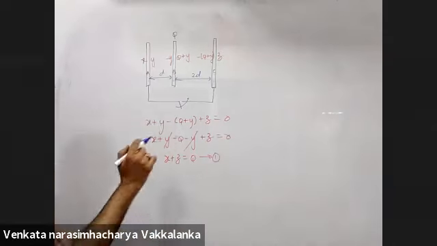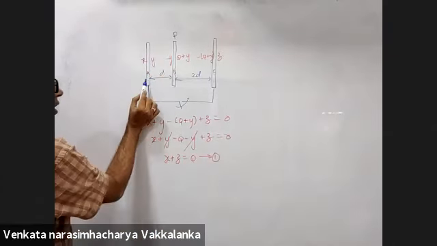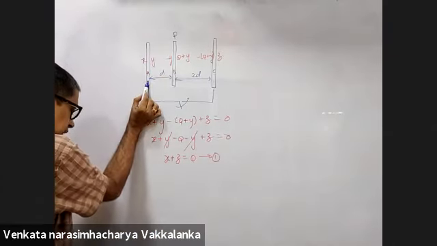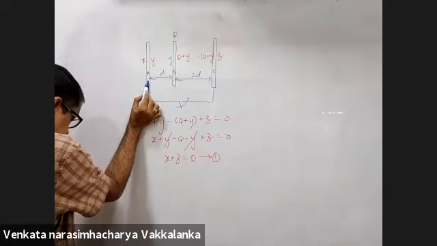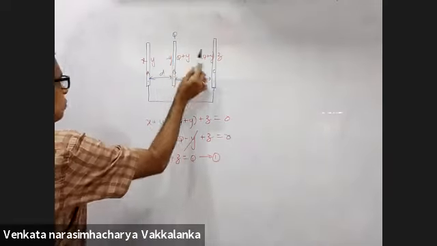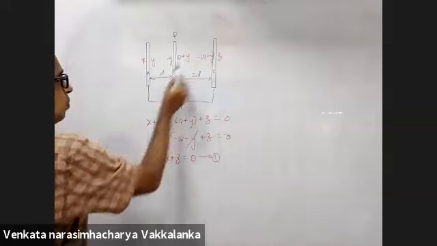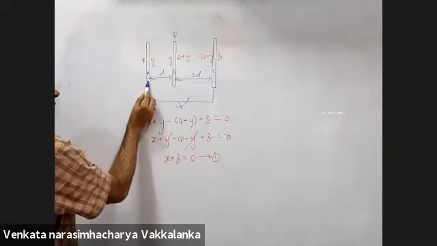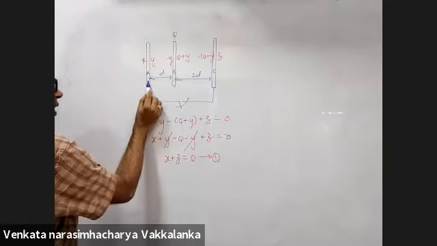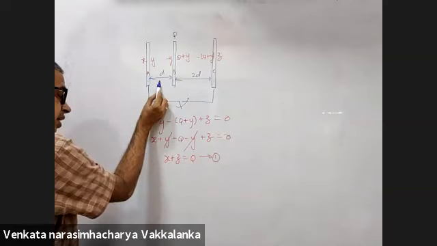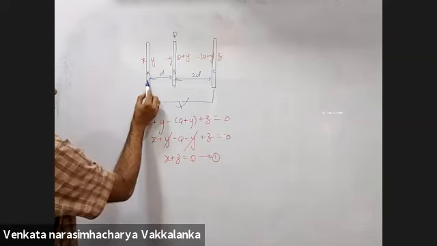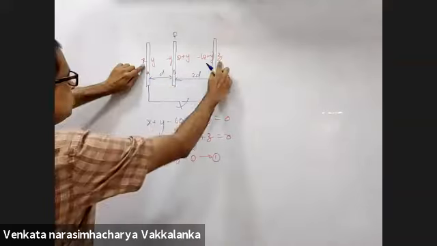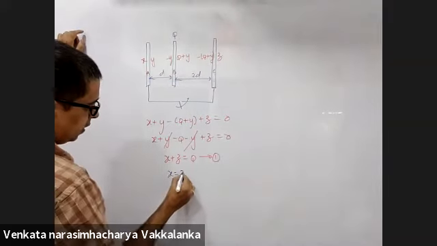Now I'll make our life a bit simple. Y and minus y will cancel out here. Do you all agree with that? Q plus y and minus Q plus y will cancel out here. Q plus y will give me field to the left. Minus Q plus y will give me field to the right. For the net field here to be 0, x should be equal to z.